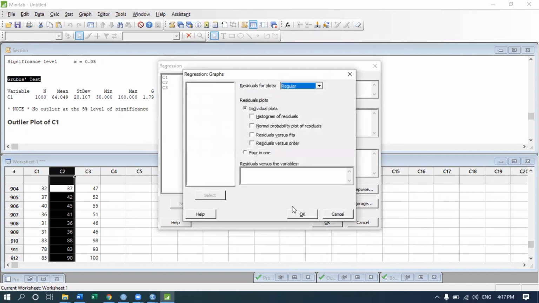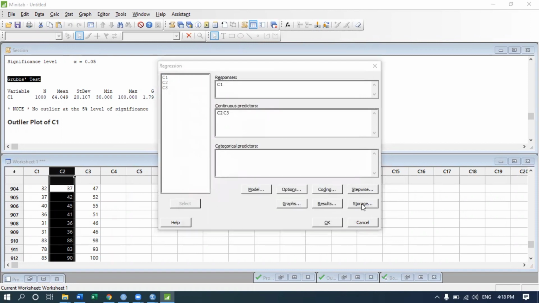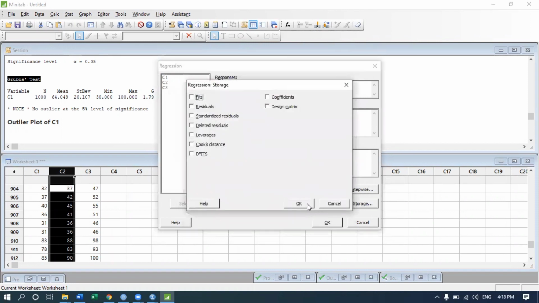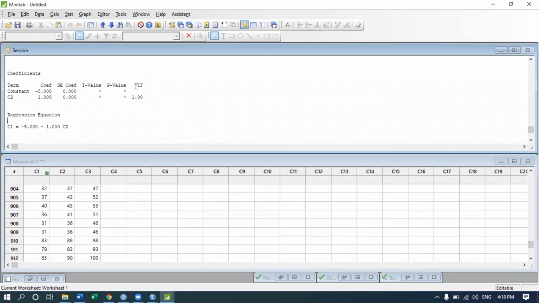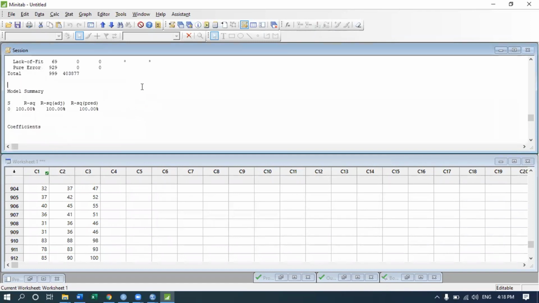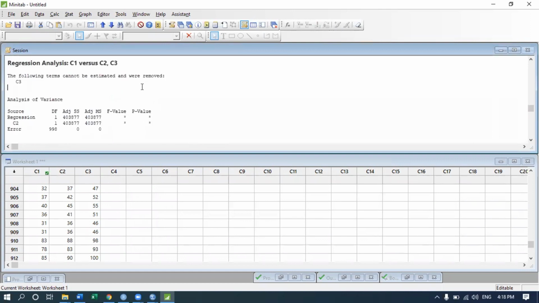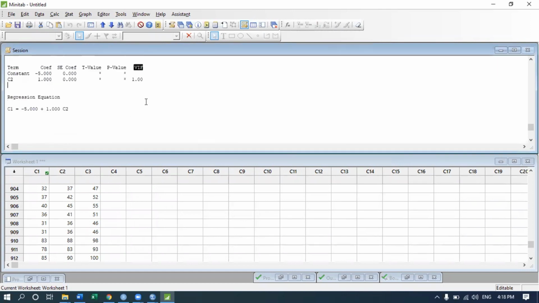Graph. So this is normality. Okay. So this is what I mean by variance inflation factor. So I see the VIF. So that's what I mean. It must not be greater than 10. If it is greater than 10, that means there is multicollinearity. So this is the variance inflation factor.